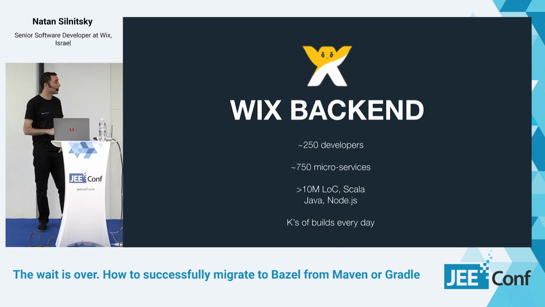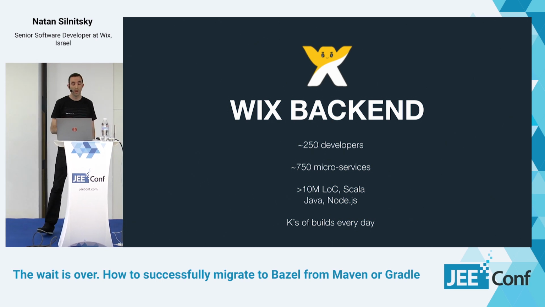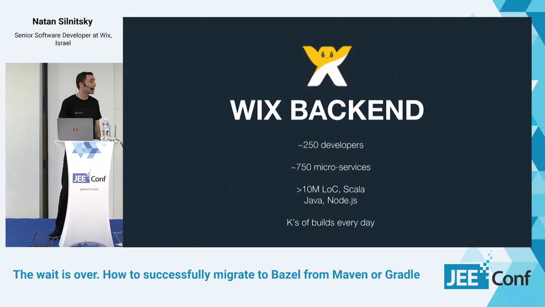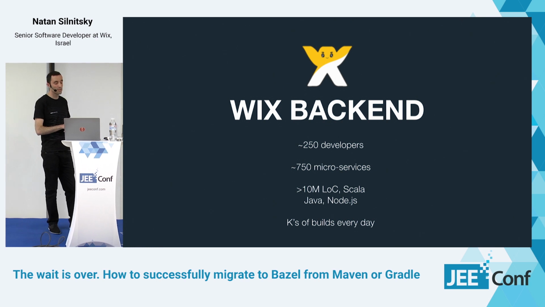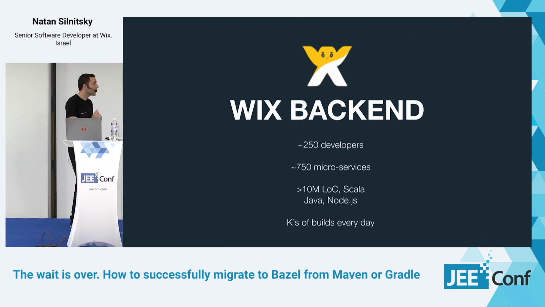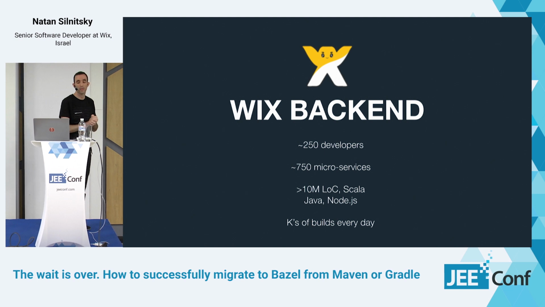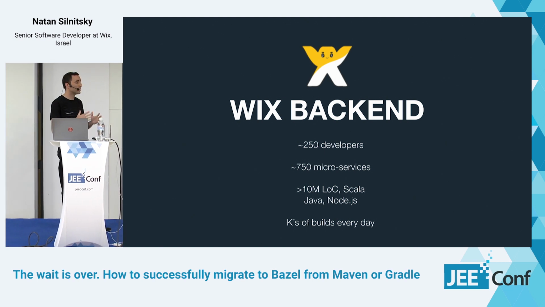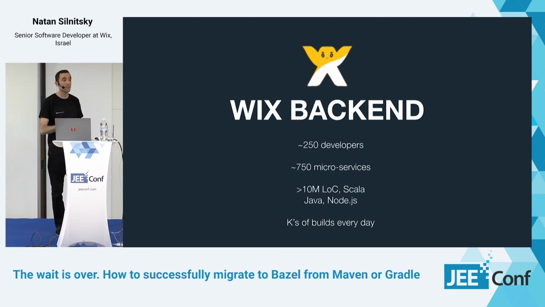So a few numbers on Wix backend. We have around 250 developers, even more today, and more than 750 microservices, and over 10 million lines of code. That's a large code base, mostly in Scala, but there is some in Java and some in Node.js. And we have thousands and thousands of builds every day.